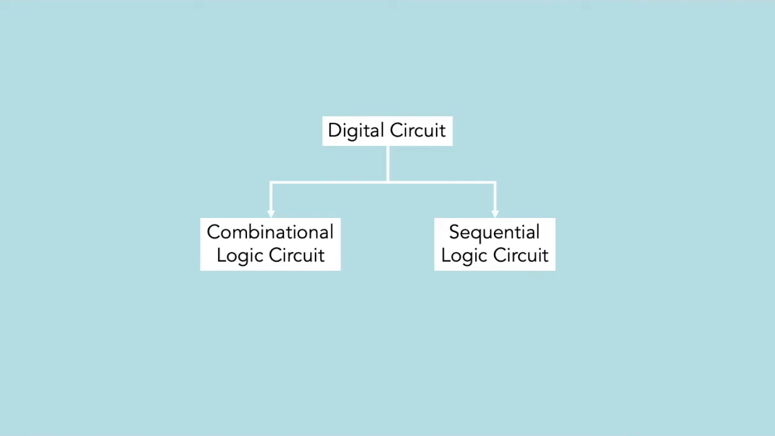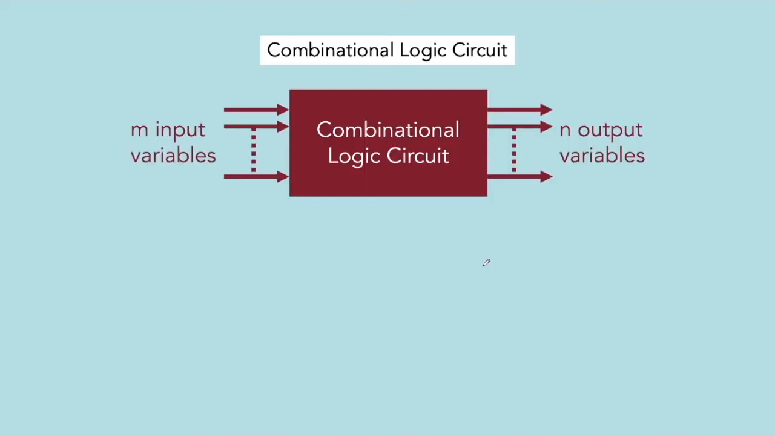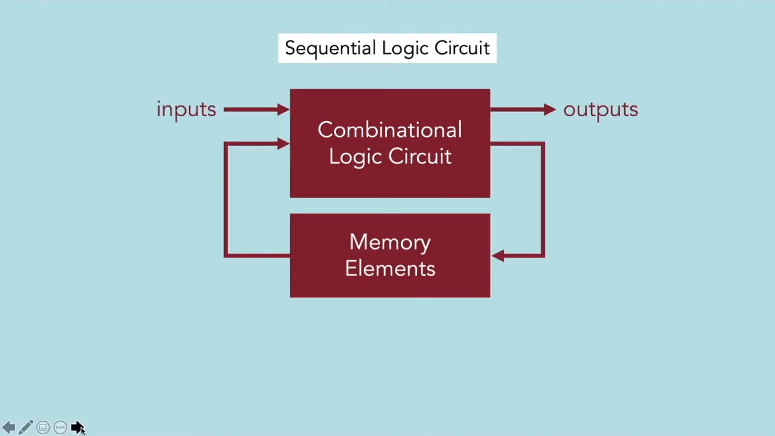Digital circuits can be categorized into combinational logic circuit and sequential logic circuit. In combinational logic circuit, the output is a function of the present inputs only. On the other hand, in sequential logic circuit, aside from the present inputs, the output also considers the past states of the circuit as well. And these past states depend on the previous inputs.